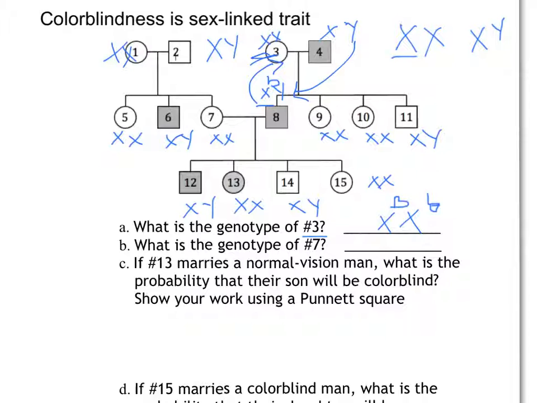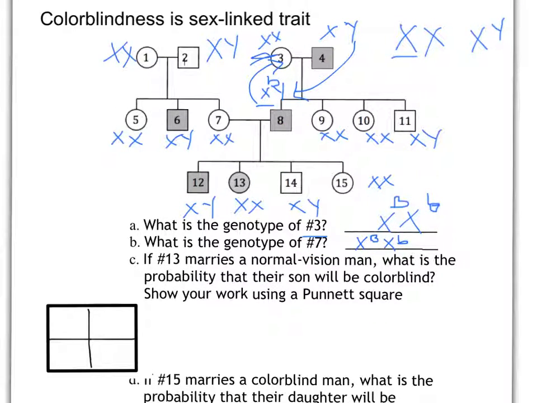So, like the last one, what is the genotype of number 7? Number 7's right here. Well, it's a female, XX. She can see color, so she has the dominant allele, but she also passes on a recessive allele to her son. So she must have the recessive allele. She also passes it on to her daughter. But she passes on the dominant allele to number 14 and number 15. So she's heterozygous.